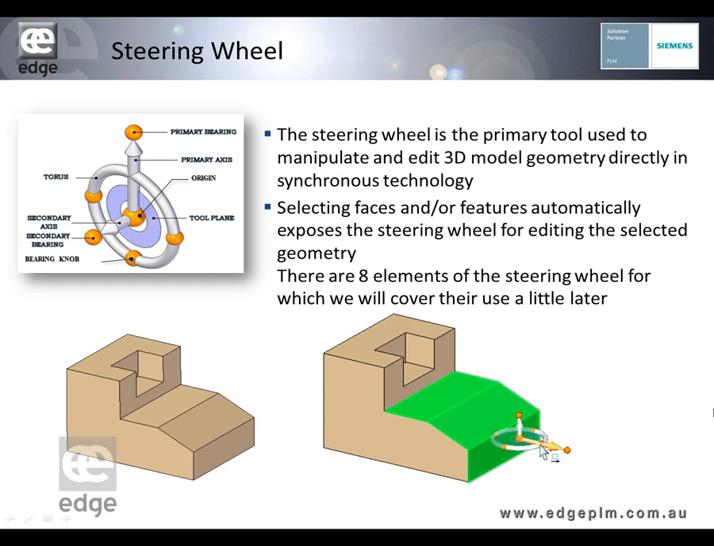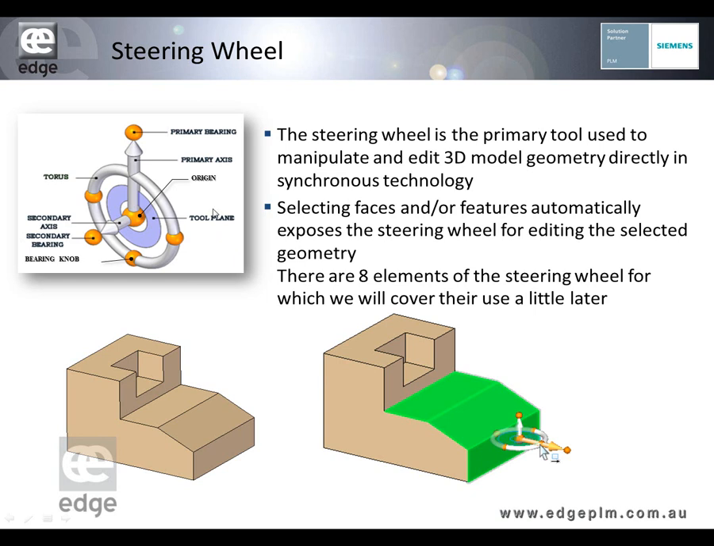Right. The steering wheel is the tool that we use to manipulate geometry when we're synchronous modeling. We use a mixture of the steering wheel and the dimensions to fully control our geometry. If we select a face, it'll place the steering wheel on that face. The steering wheel itself has 8 basic elements that make it up. There's a little drawing just up here on the slide.